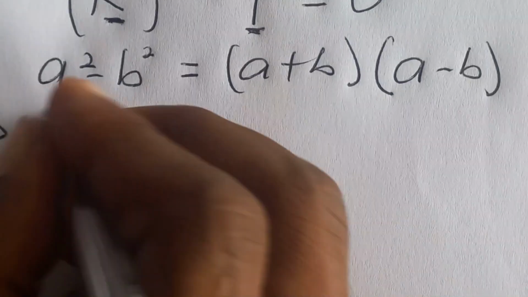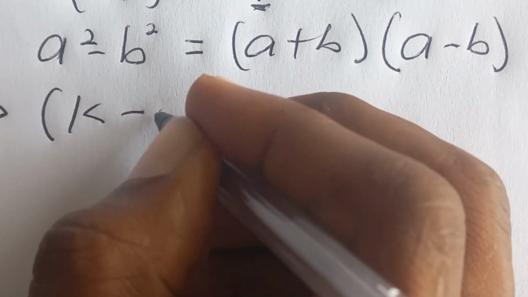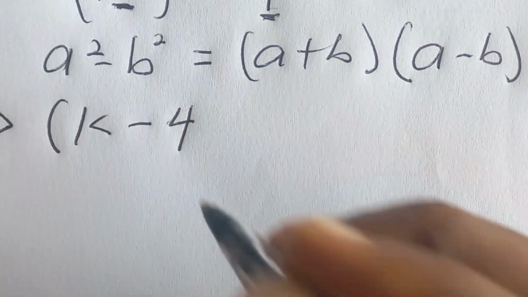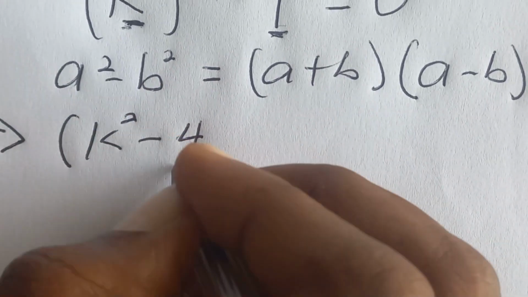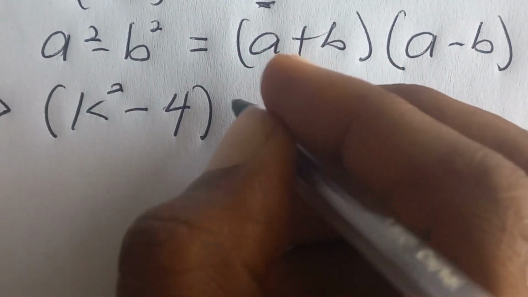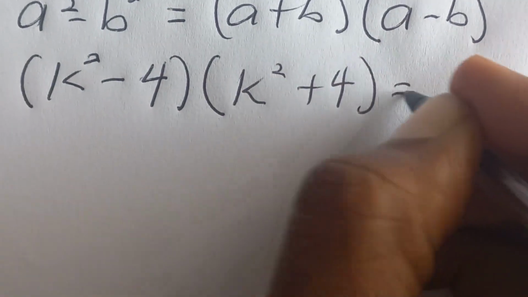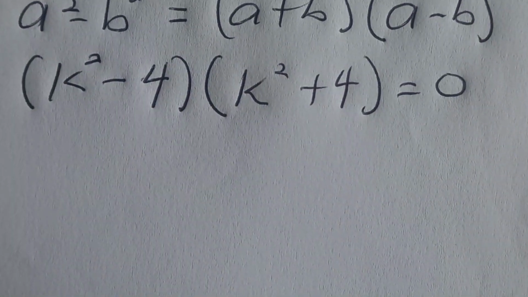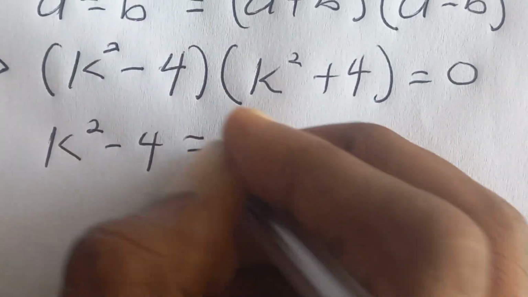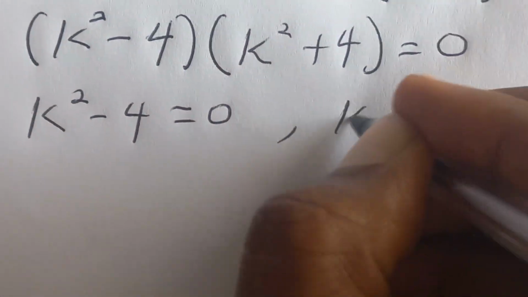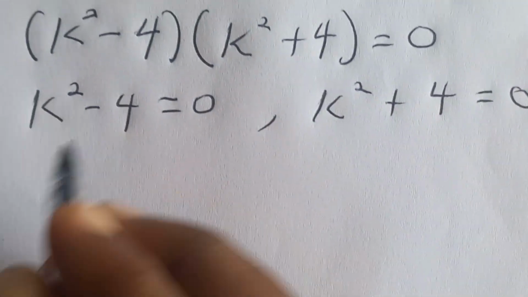So we have k minus 4. So the k is k squared. So we have k squared minus 4, and then k squared plus 4 is equal to 0. So we have k squared minus 4 is equal to 0, and then k squared plus 4 is equal to 0. So let's solve this one first.